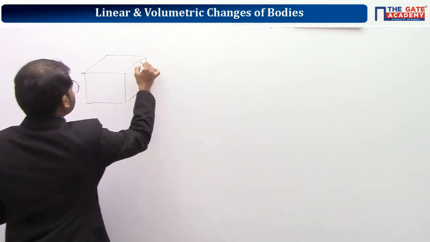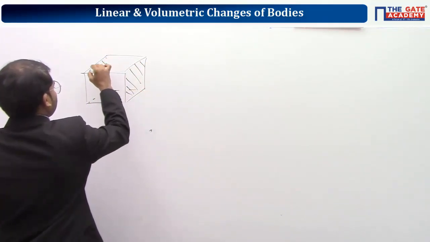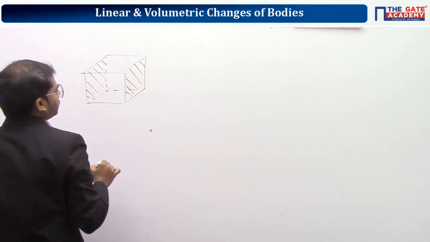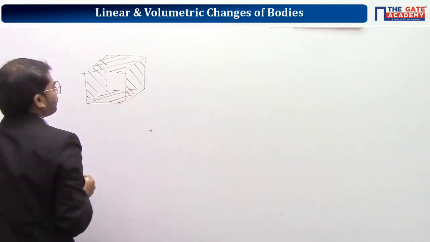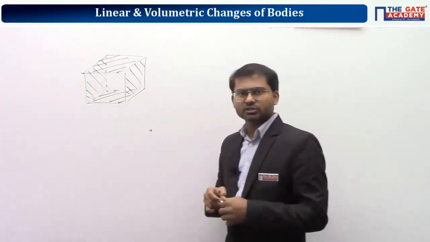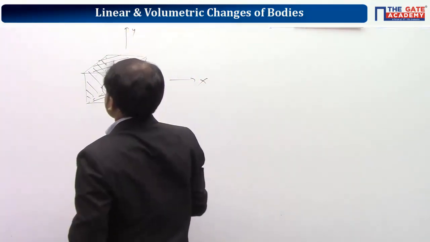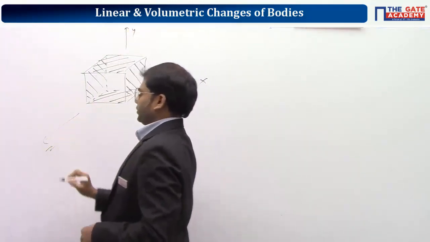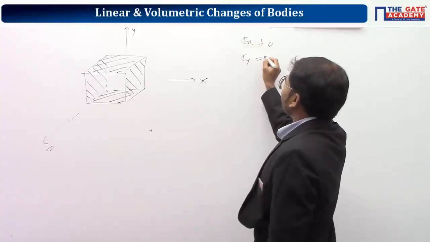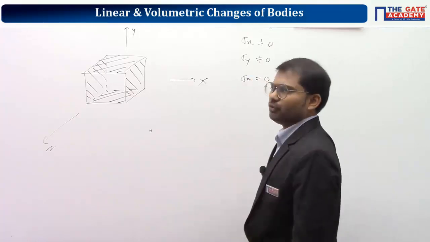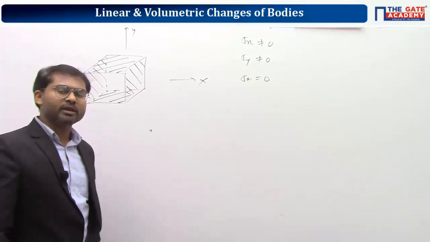So, in x direction, it is restricted to expand. In y direction also, it is restricted to expand. So this is x direction, this is y direction, and this is z direction. So it's very clear already that sigma x is non-zero, sigma y is non-zero, sigma z is equal to 0. Because we already have the basic idea that if it is restricted in any particular direction, stress will be non-zero.